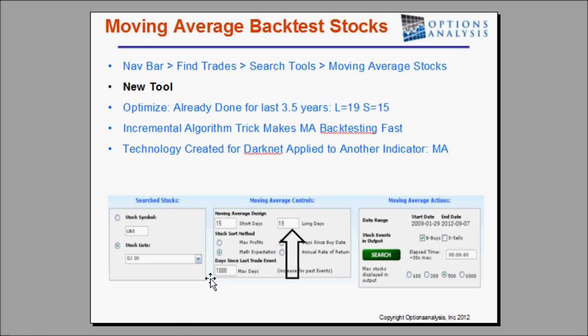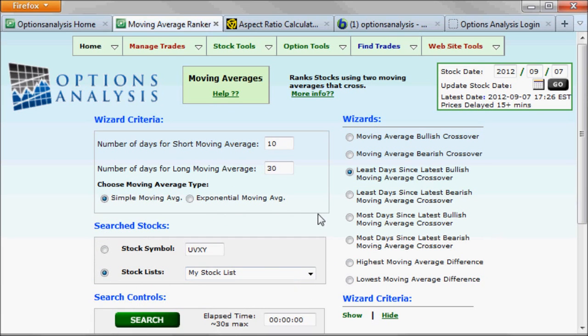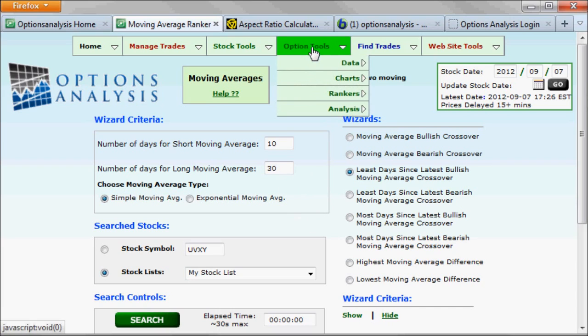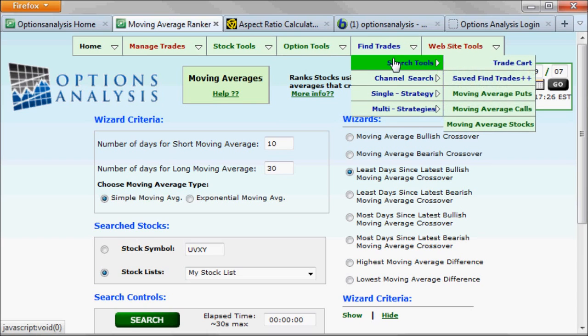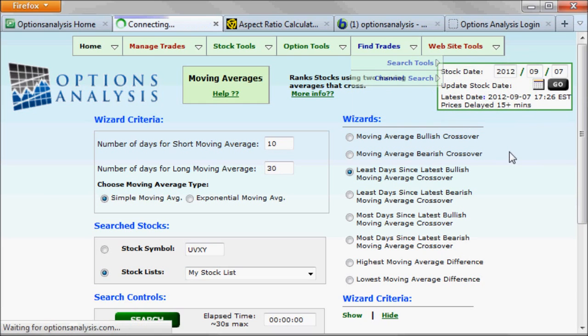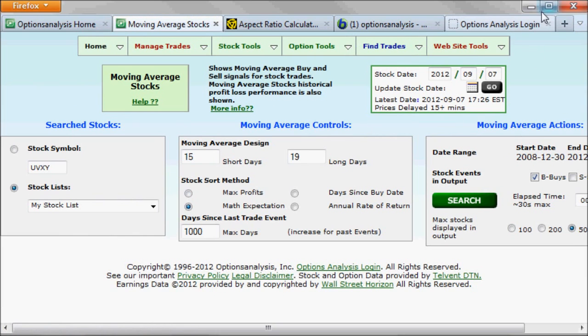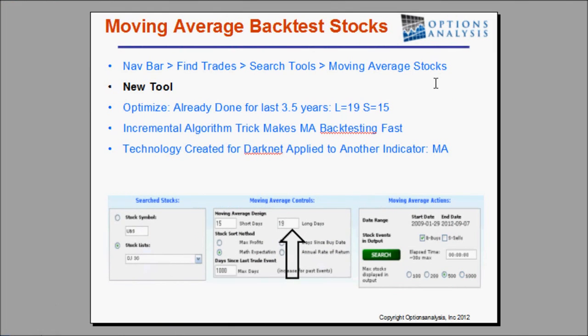It's online, and it's located here. If you have the standard options analysis, or if you have the darknet options analysis, you can find this new tool. However, it's not in basic. You would have to get one of these higher end tools. If you go to Find Trades, Search Tools, they're located right here. Moving average puts, moving average calls, moving average stocks. The bottom chart shows moving average stocks.